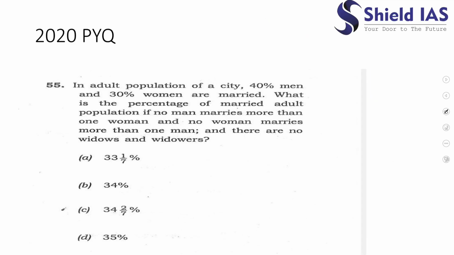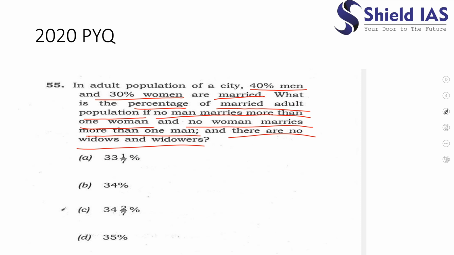Next question: in an adult population of a city, 40% men and 30% women are married. What is the percentage of married adult population if no man marries more than one woman and no woman marries more than one man, and there are no widows and widowers?